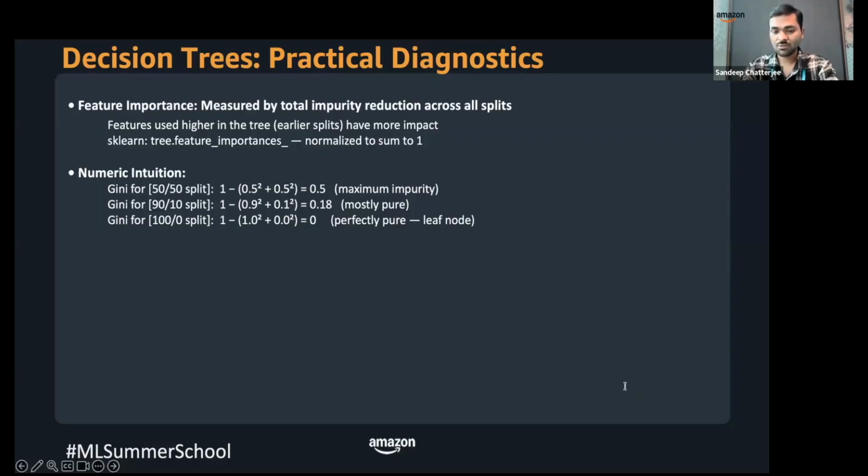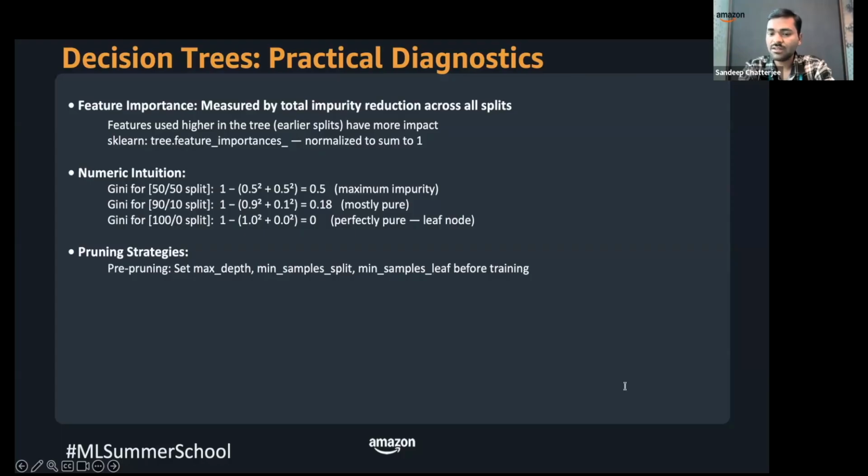Now, talking about pruning strategies, we prune to prevent the tree from memorizing the noise. There are two main ways to do it. First is pre-pruning, where you set the ground rules before training even begins. You tell scikit-learn things like do not grow trees deeper than a max depth of 5, or every leaf must have a min samples leaf of at least 20. It stops the tree from over-expanding in the first place.